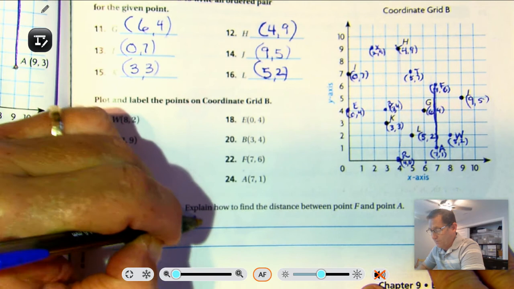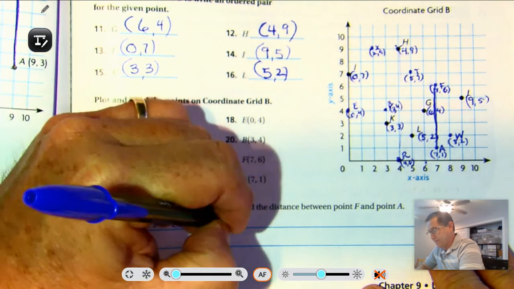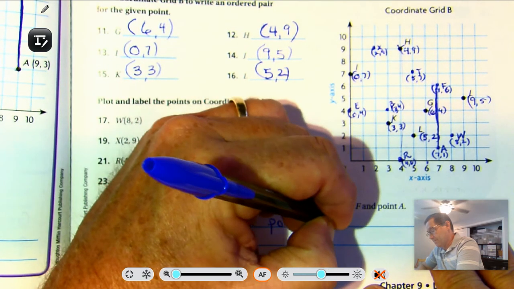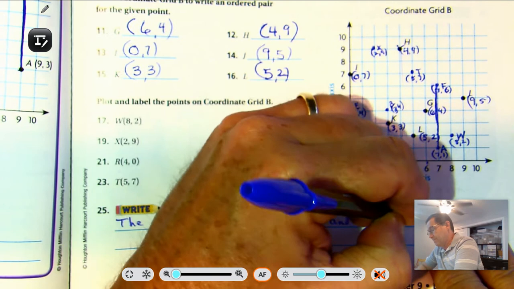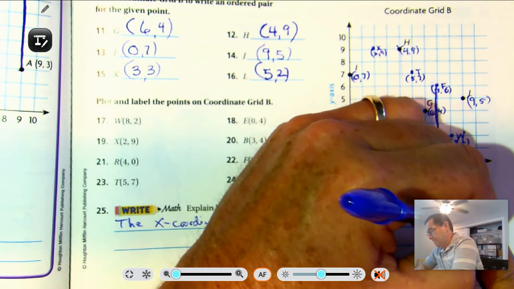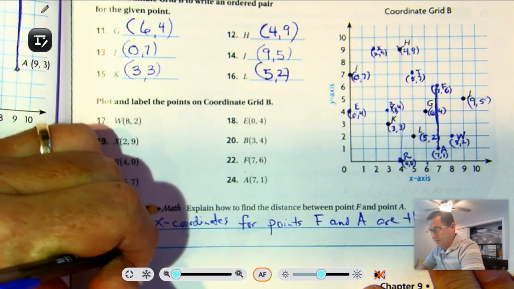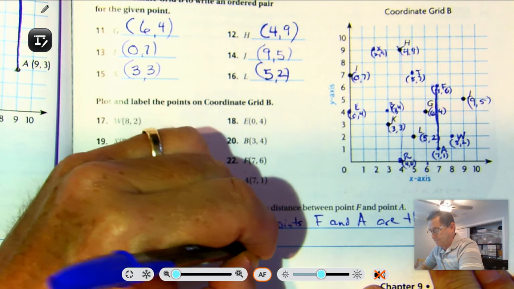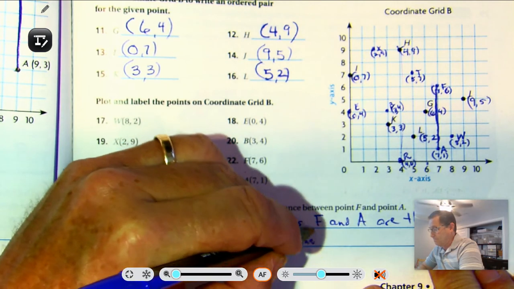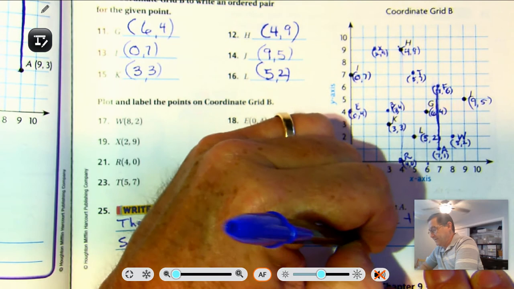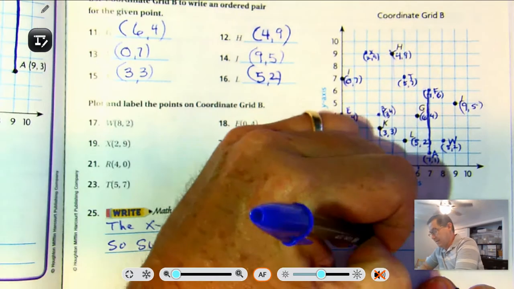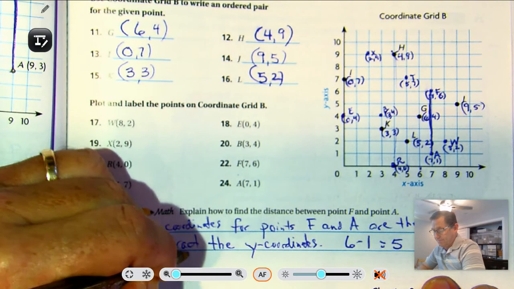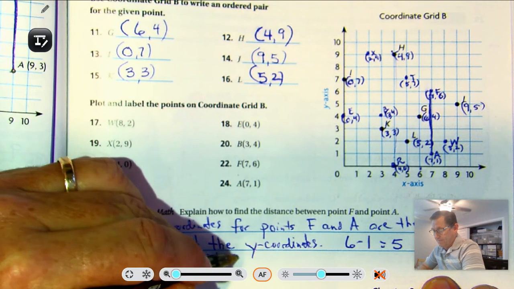So the x-coordinates for points F and A are the same, right? So just subtract the y-coordinates. Six take away 1 equals 5. So the vertical distance is 5 units.